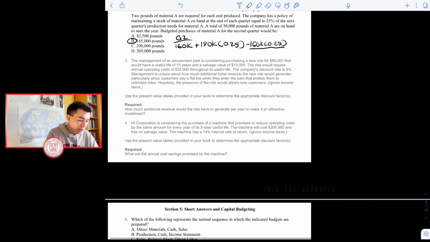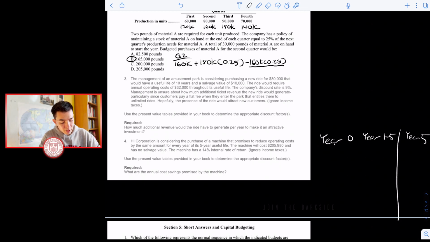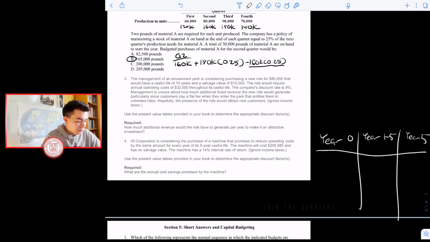So what we've got to do here is write out my chart again. So I'm going to have year 0, year 1 through 5, and year 5. So there's our chart. And we know that this machine will cost $205,980, so I'm going to make that negative because it's a cost. So the first thing we've got to do is write negative $205,000 for year 0 because that's a cost that's incurred in year 0.